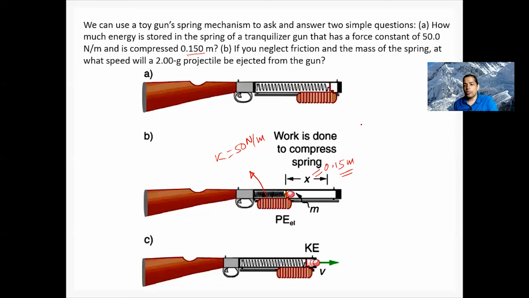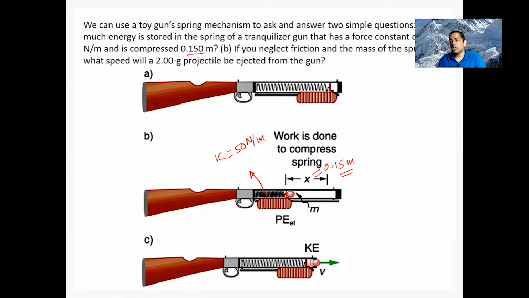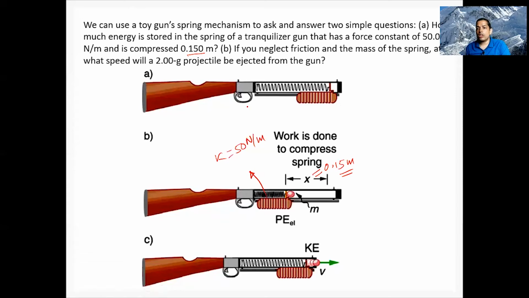So from the previous slide, what is the potential energy? Potential energy is 1 over 2 kx squared. So 1 over 2, k is 50, right? And x is 0.15 squared. If you do that, you end up getting 0.563 joule. Now part B says if you neglect friction and the mass of the spring, at what speed will the 2-gram projectile be ejected from the gun? All right.